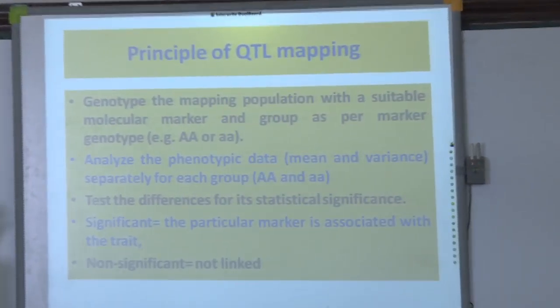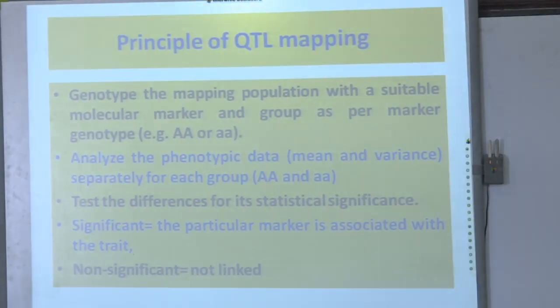then you group the plants as per their genotype. Say, for example, here I am giving the example of A and a. I think we have one table we can see. So first you do the genotyping and group the plants based on the genotype. Remember, we are now targeting only two genotypes, capital A and small a, because most often what you use is a homozygous population.